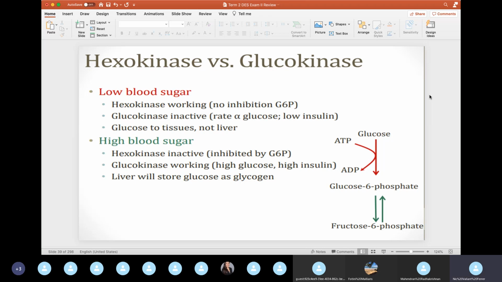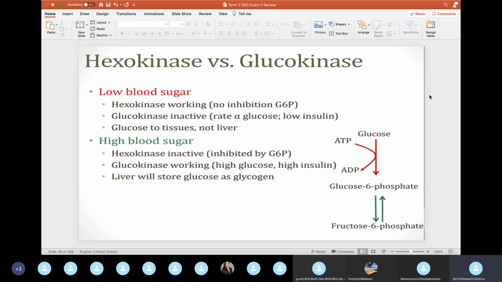After you finish a meal, you have a high blood sugar, and most of the time glucokinase is working, right? Why? You have high glucose and insulin. When you think about insulin, think about anabolic reactions. You want to build something.